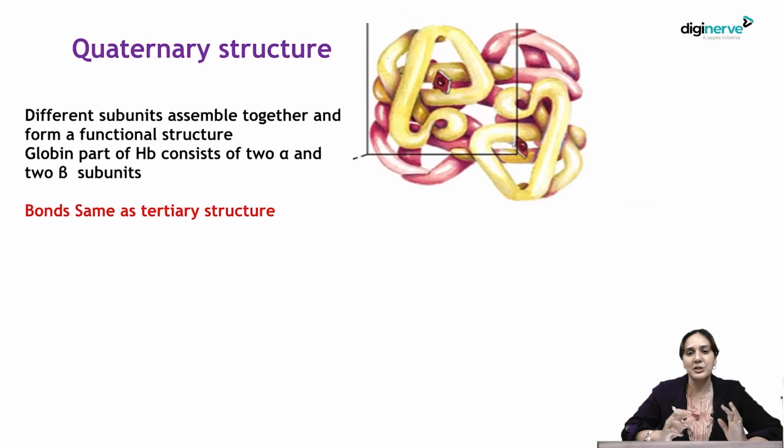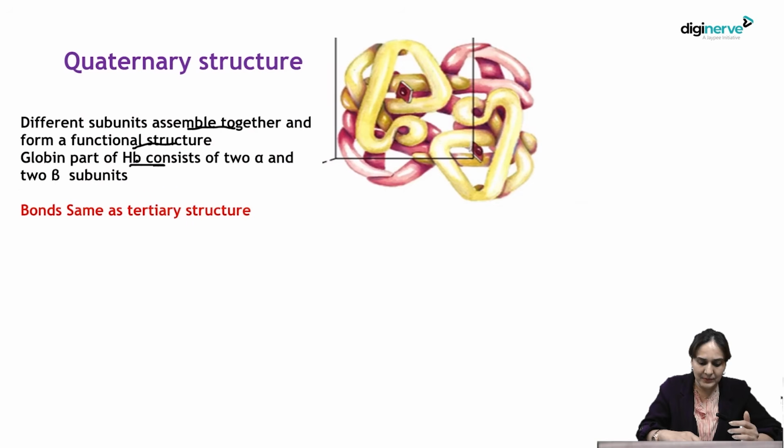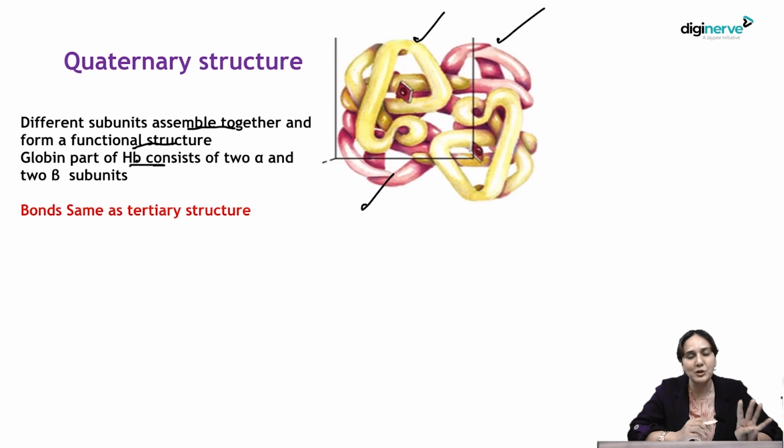Then after tertiary structure is quaternary structure. Now what is the difference between tertiary and quaternary structure? Tertiary structure forms one unit, but when many such units are joined together to form a protein, it is known as quaternary structure. So different subunits assemble together and form a functional structure. Like hemoglobin, which consists of 2 alpha and 2 beta subunits. So hemoglobin is formed by 4 subunits.